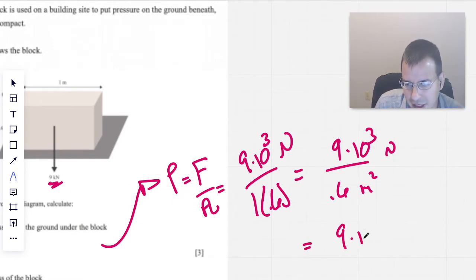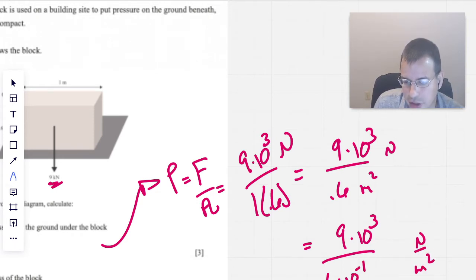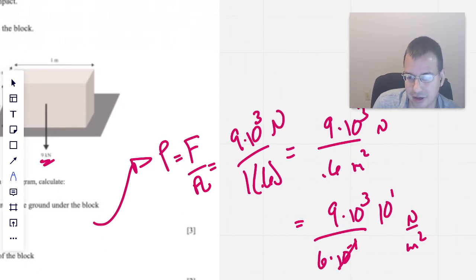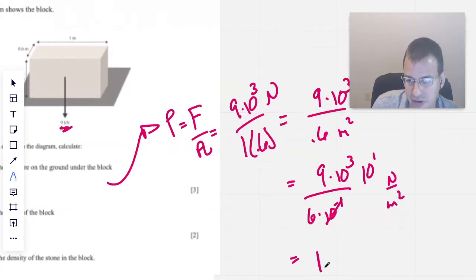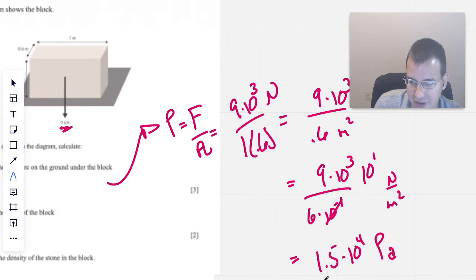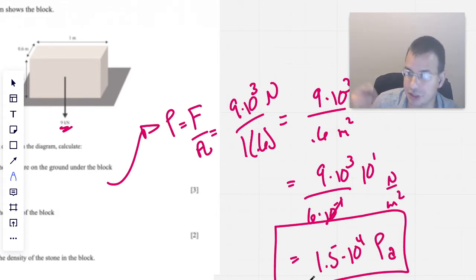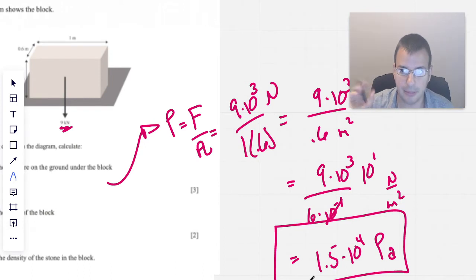I could do this in a calculator, but I'm going to try to do it in my head. This is 6 times 10 to the negative 1 square meters. 10 to the negative 1 on the bottom is the same as 10 to the first on top. You basically just switch that little negative. 9 over 6 is 1.5. So it's 1.5 times 10 to the fourth pascals. And pascals is a unit of pressure, which is newtons per square meter.